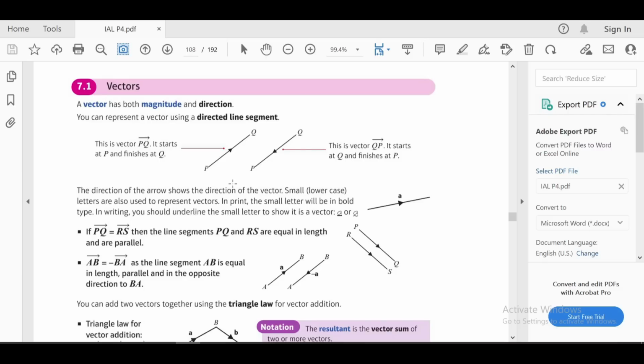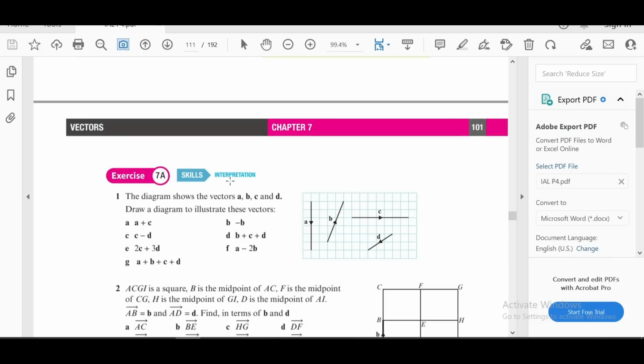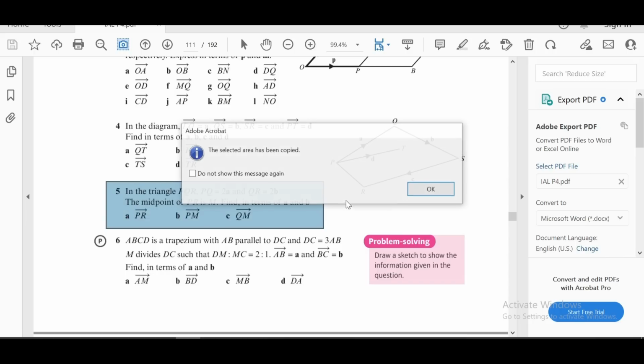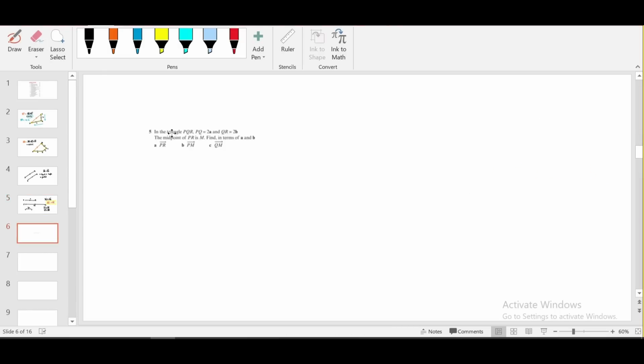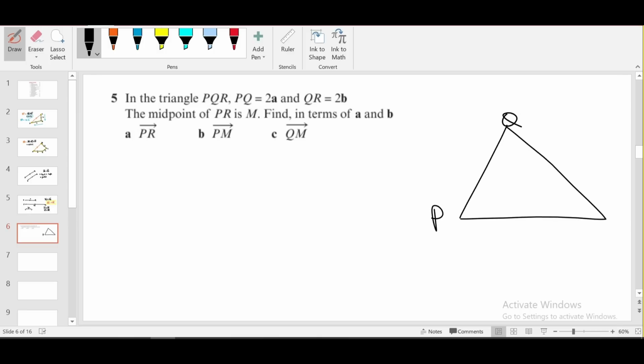Now we learned all the basics already, so I'm going to straight away move on to exercise 7a. I want you to write exercise 7a. I'm taking question number 1, 2, 3, 4 out, basic ones. I'm taking question number 5. Write question number 5. For this type of question, if there is no figure given, it is advisable to draw a figure. They are talking about triangle PQR. Okay, just put triangle PQR. Doesn't matter where you put PQR.